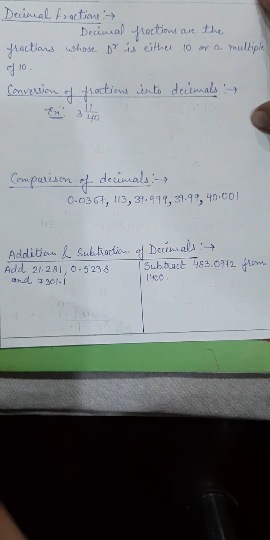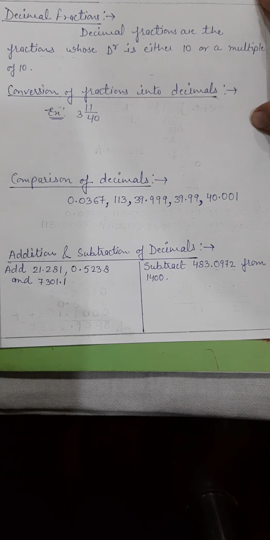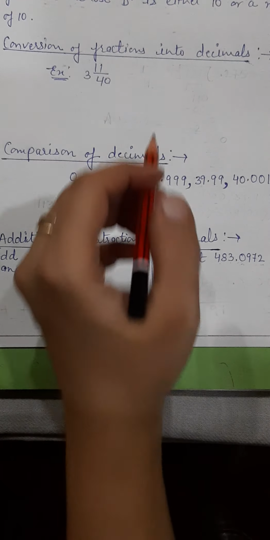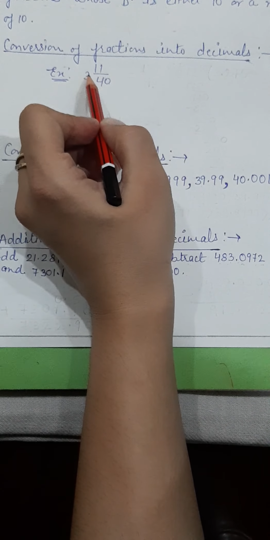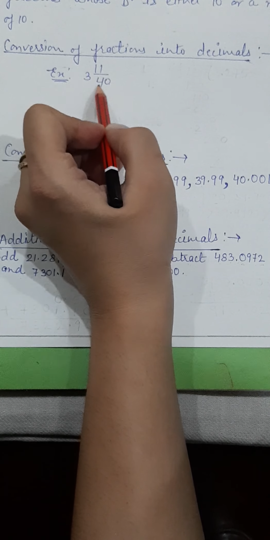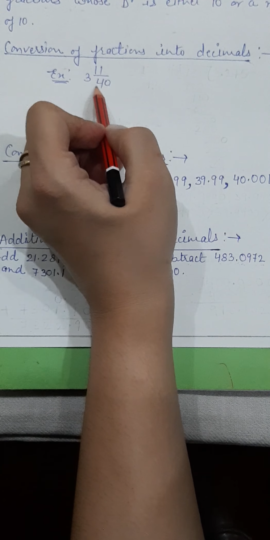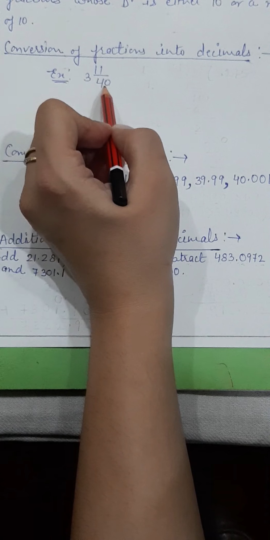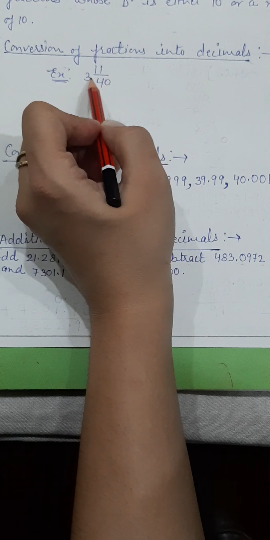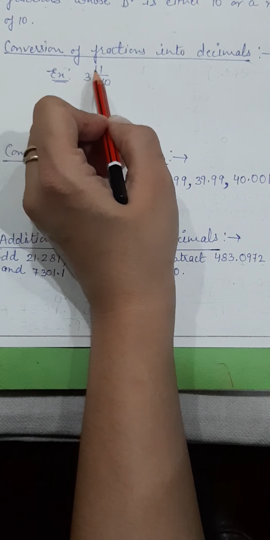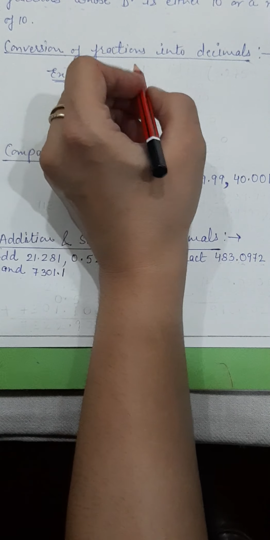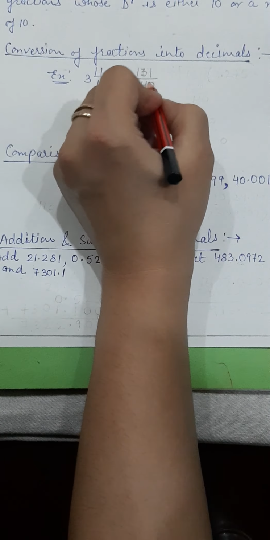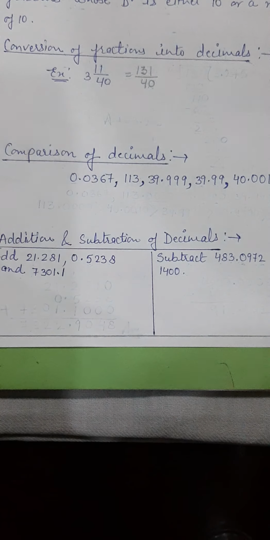How will you convert any fraction into decimals? For this, first you have to convert this mixed fraction into an improper fraction. For that you multiply 3 and 40. So 3 fours are 120, and 120 plus 11 is 131 by 40. Clear? So that means you have to divide 131 by 40.